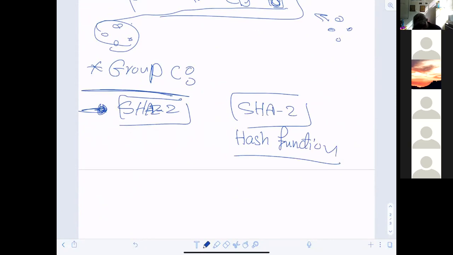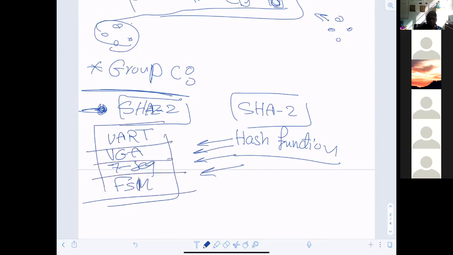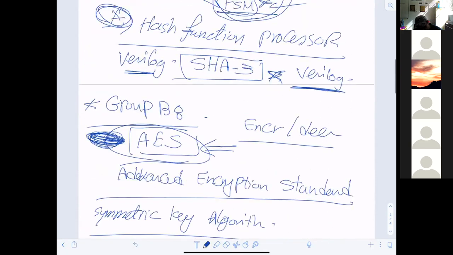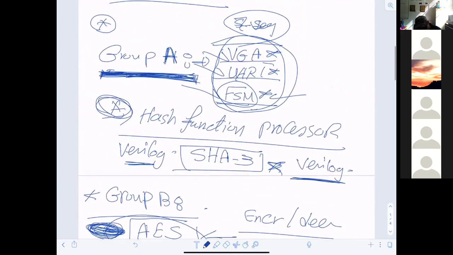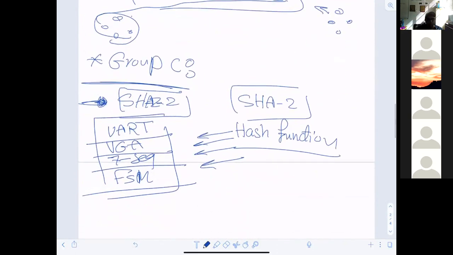While you are doing the demonstration, I want you to think about the scenario that will be used. You're going to work using UART, VGA, seven-segment display, and of course a finite state machine. Same as Group A, but Group A works with SHA-3, and you're working with SHA-2. Okay, Brian?